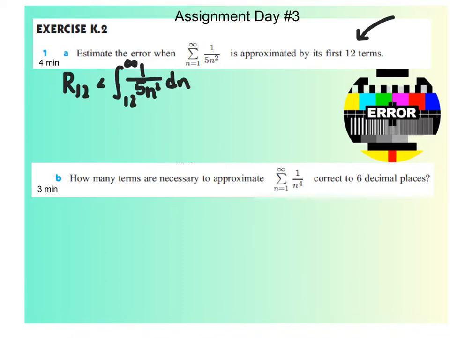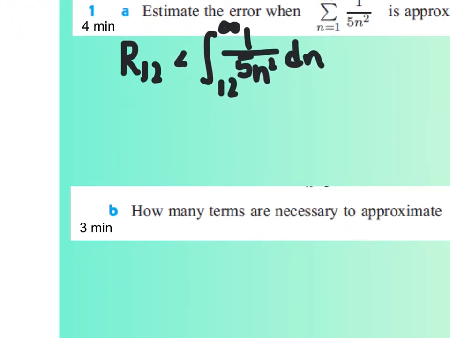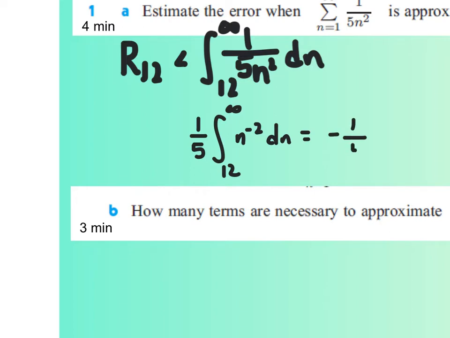All right, so let's do that. If I'm going to integrate that, let me rewrite. Let's do 1/5 the integral from 12 to infinity of n to the negative 2 dn. What that would give me is negative 1/5 times 1 over n from 12 to infinity.